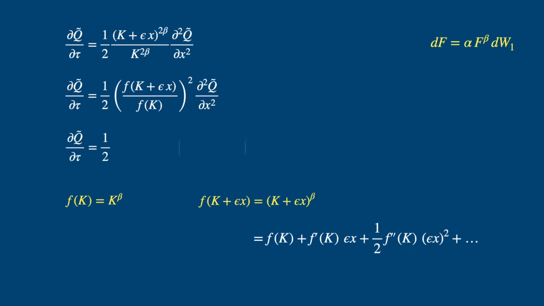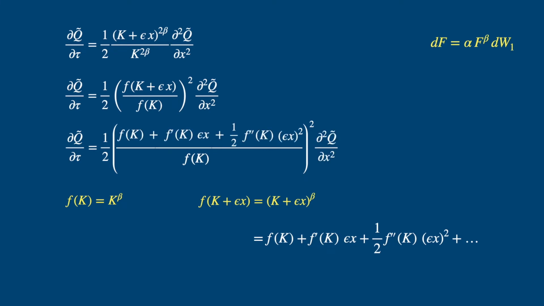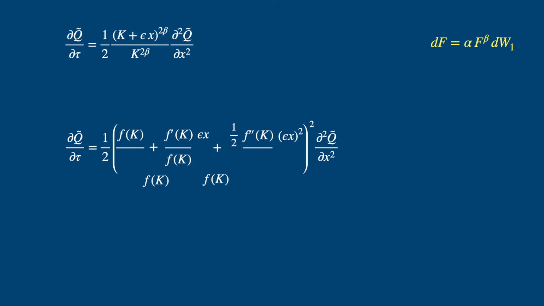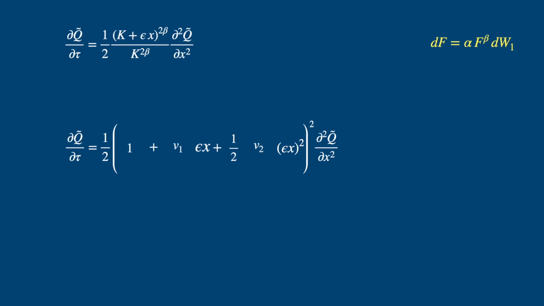We keep the denominator as it is and substitute the Taylor series expansion in the numerator. We then distribute the terms in the denominator to the 3 terms in the numerator. Let's abbreviate the terms. So we will represent the ratio of the first derivative to the function value by v1 and the ratio of the second derivative and the function by v2. And then the first term equals 1. So let's make the replacements.